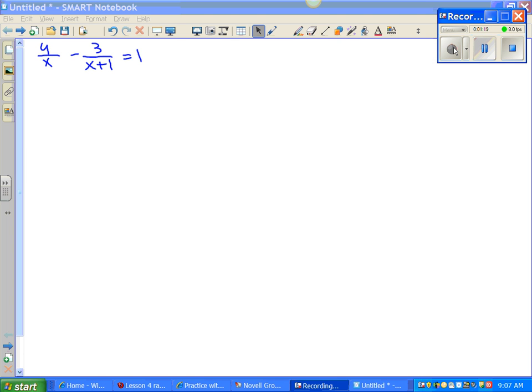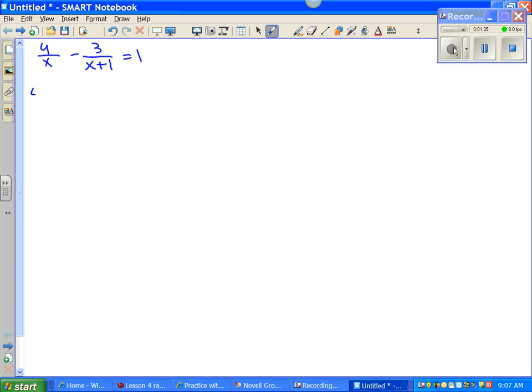Okay, so the first way that we're going to do this is by making that left-hand side of the equation into one fraction. In order to subtract 2 fractions, I need a what? I need a common denominator. Good. What's my common denominator going to be? Good. Everybody okay with that? Okay, so what would I multiply x by to get x times x plus 1? Good. So what do I have to multiply 4 by? Good.